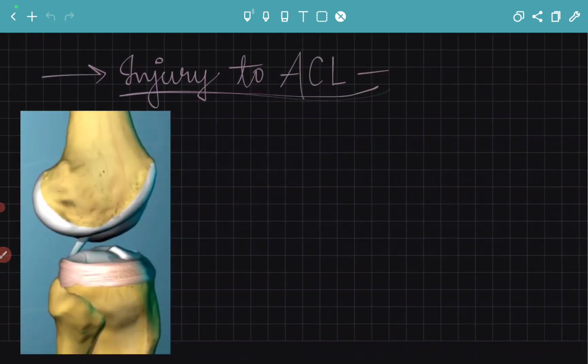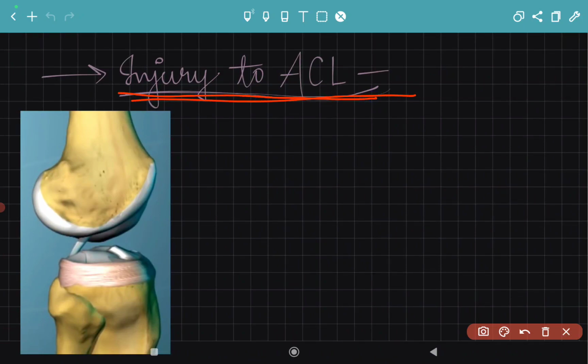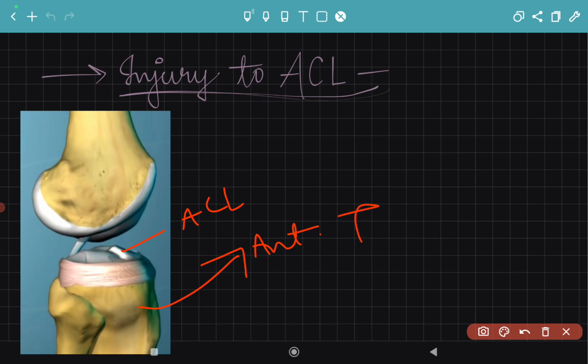So what happens if there is injury to this ACL ligament? Now in this case, as you can see, part of the ACL ligament is missing. So if there is injury, a complete tear or maybe a partial tear of the ACL ligament, it will not be capable of preventing the anterior translation of tibia.